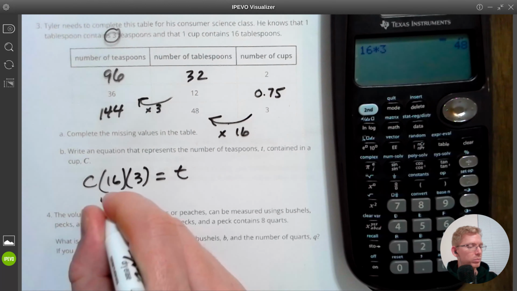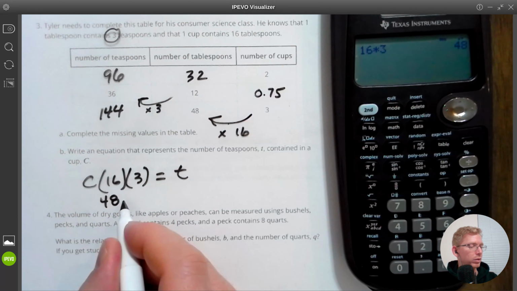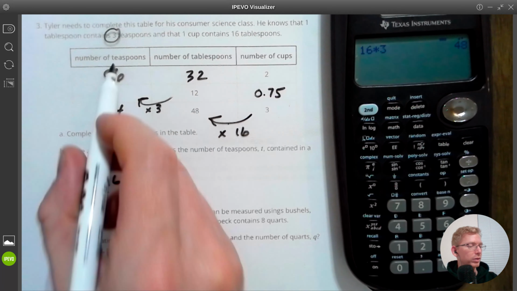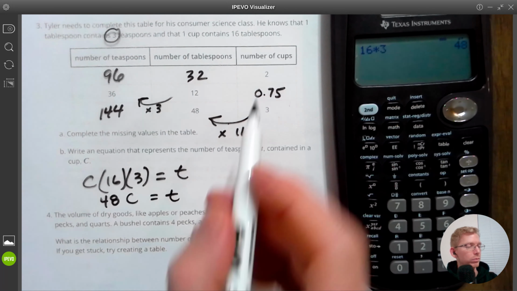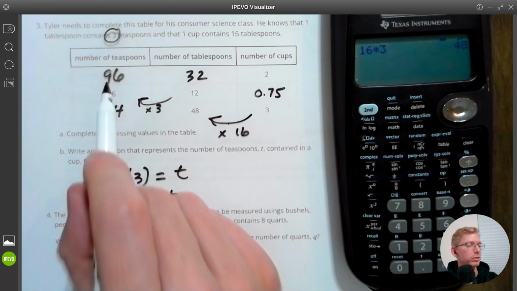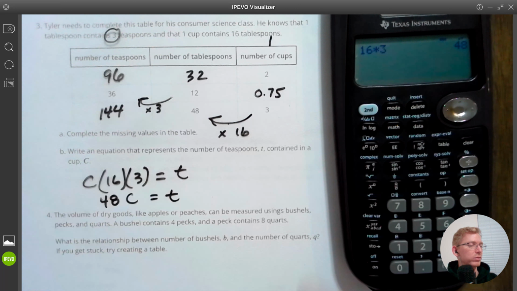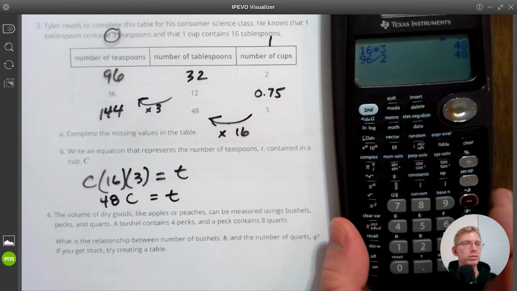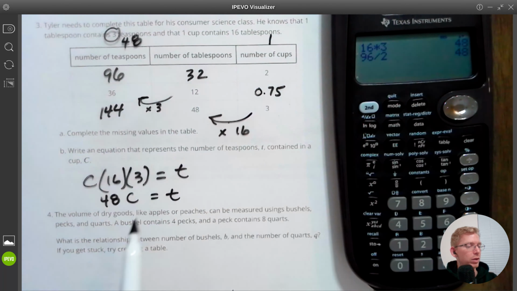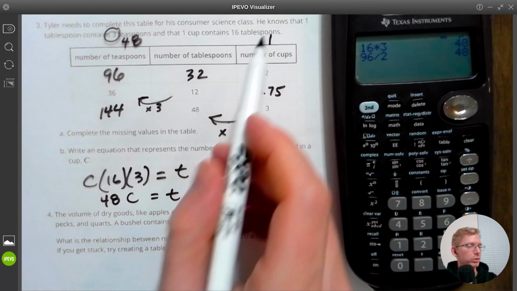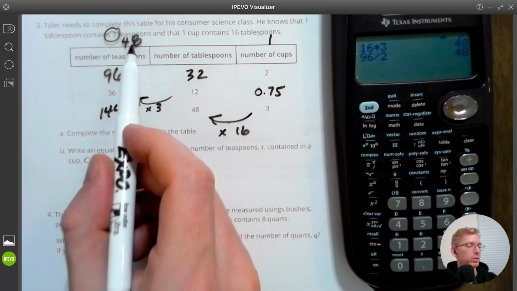So if I take the number 48 and I multiply that by the number of cups, I should get the number of teaspoons. And we can check this just to see if it works, right? If there's 2 cups and 96 teaspoons, then if I cut this in half, that means 1 cup should have half of this. So 96 divided by 2 is, there we go, 48. So if I take the number of cups, which is 1, and I plug it into this equation, 48 times 1 is 48. That gets me the number of teaspoons.